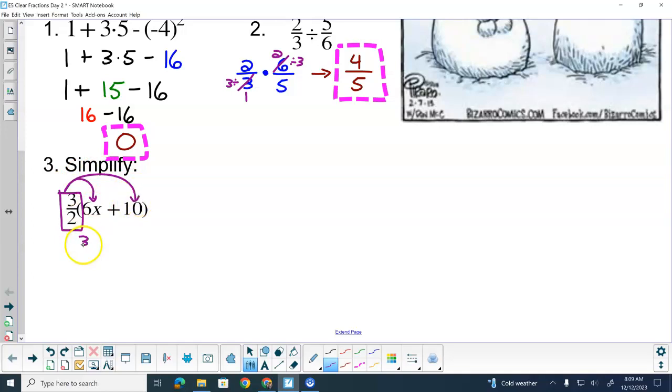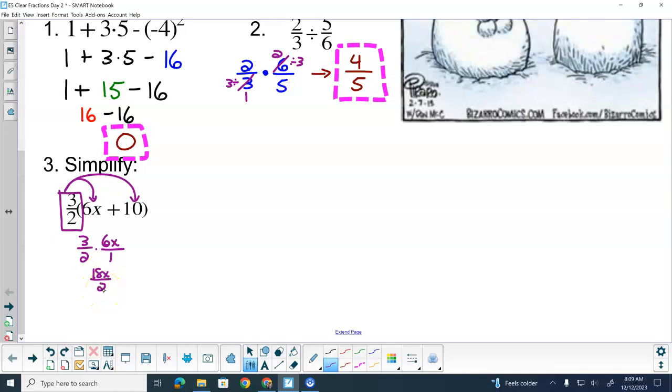Okay? So 3 over 2 times 6 is 6? No. How about we put 6x over 1? It's what? It's 9x, which is different, not the same thing. Okay? So this would be 18x over 2.